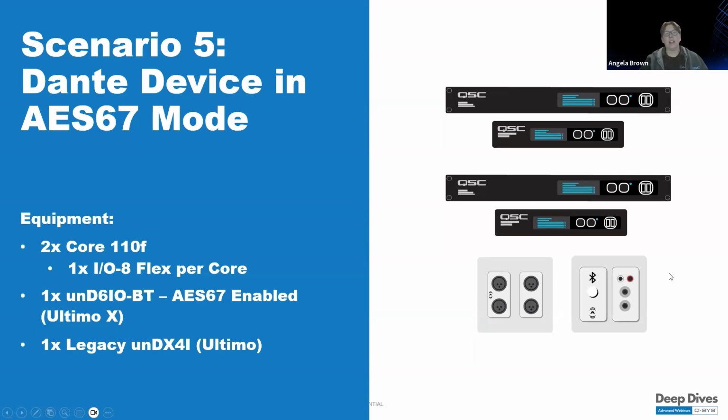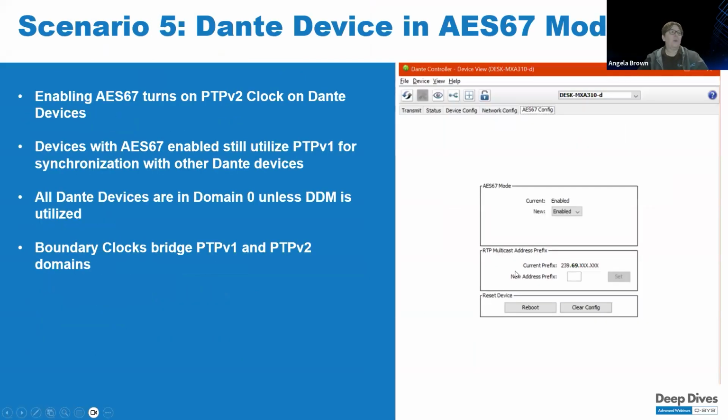So what do we do with these, and how do we handle it, and how do we get ourselves to the point where the clock grandmaster is what we want it to be? So first things first, if you have a device that is AES67 enabled that has the right chip in it, you can turn it on in Dante Controller, and it basically turns on a PTP v2 clock in those Dante devices. So they now have a PTP v1 clock and a PTP v2 clock, which, as you configure, allows them to actually operate as a boundary clock.